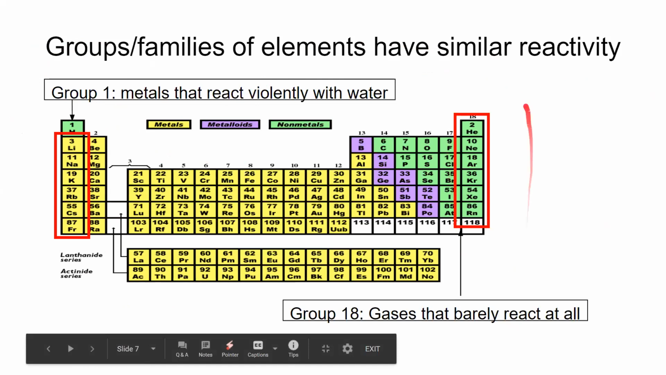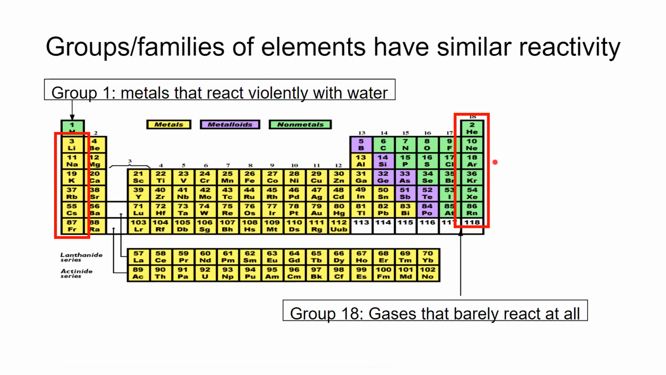Another group over here, group 18 over on the far other side, things like neon and argon and krypton, they are very, very, very non-reactive. They will barely react with any other types of elements, no matter how hard you try. So this is true for every single column in the periodic table. All of the elements in a column are similar to each other in terms of how they react with other atoms when given the chance.